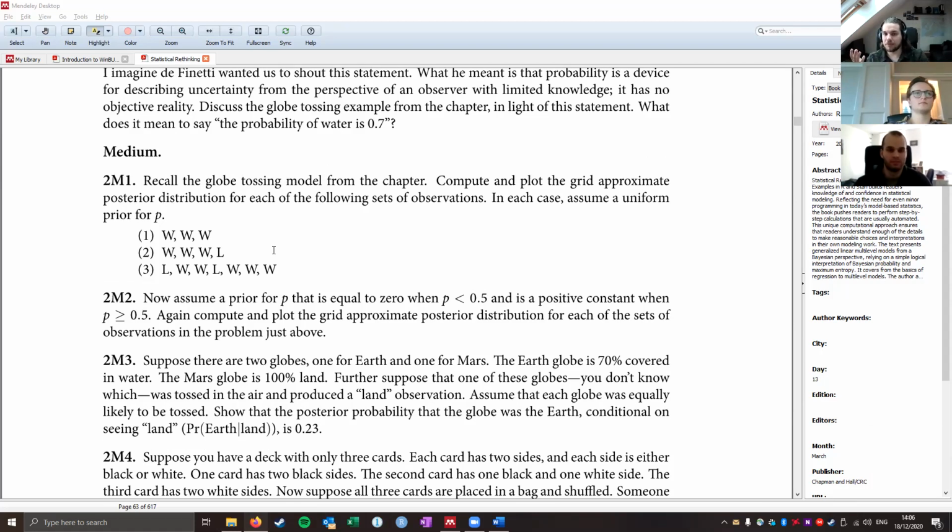We recall the globe tossing example from the chapter, and we are asked to compute and plot the grid approximate posterior distribution for each of the following sets of observations. In this case, we're looking at a uniform prior for the observations: water, water, water, water, water, water, land, and then land, water, water, and so on. I don't need to read these out, I think.